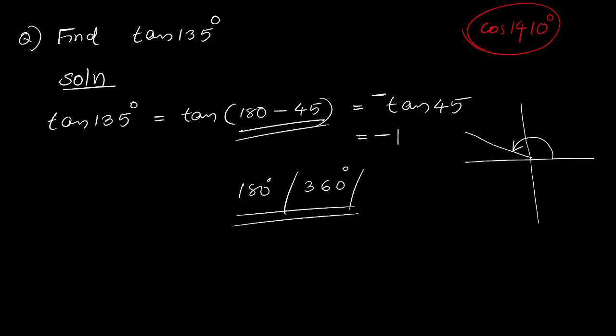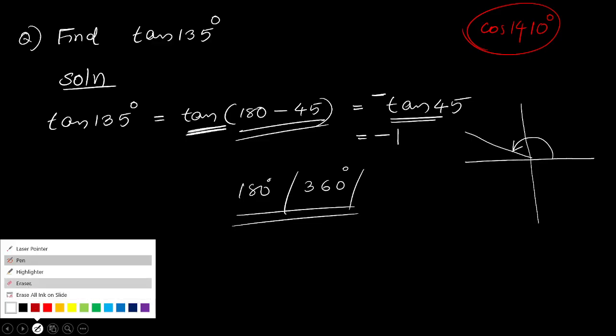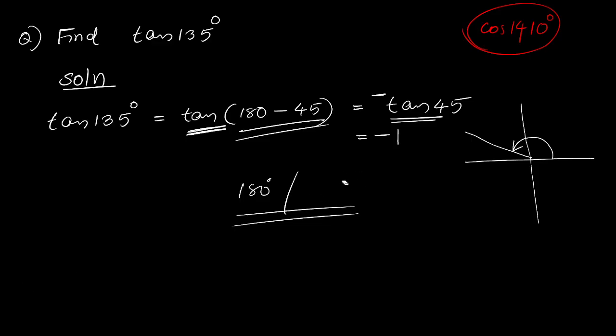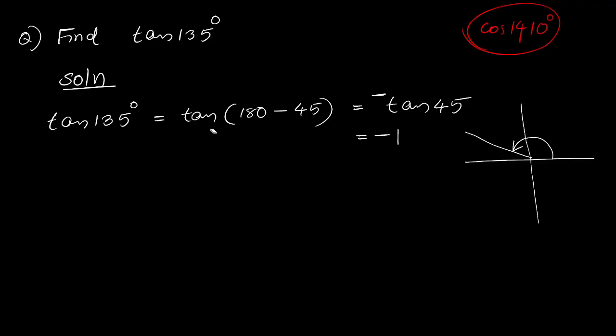We prefer 180 and 360 in the reduction technique. If you use 180 or 360, there is no change in the trigonometry ratio. Whatever trigonometry ratio is on the left side, the same trigonometry ratio is written on the right side. So let me wind up the class. The remaining questions I will discuss in the next class. Please do the homework questions.